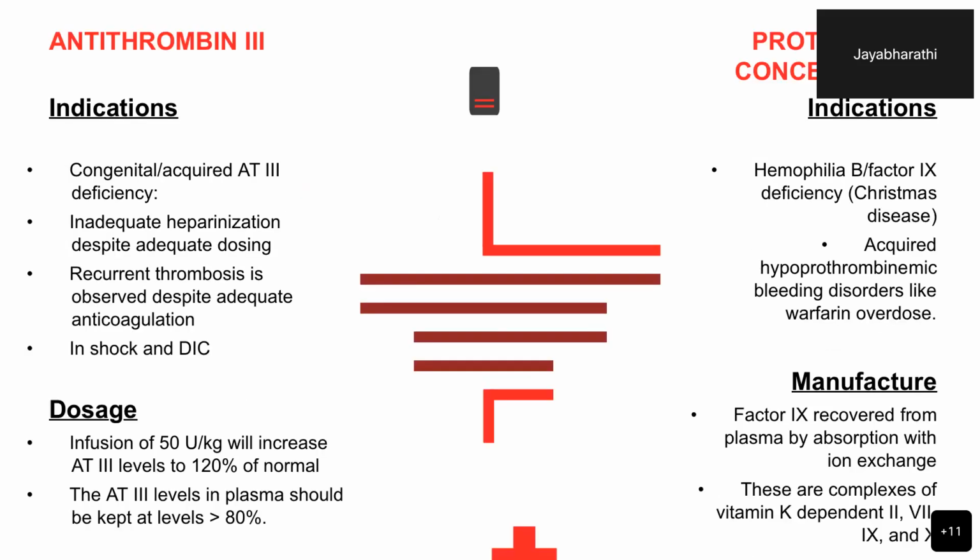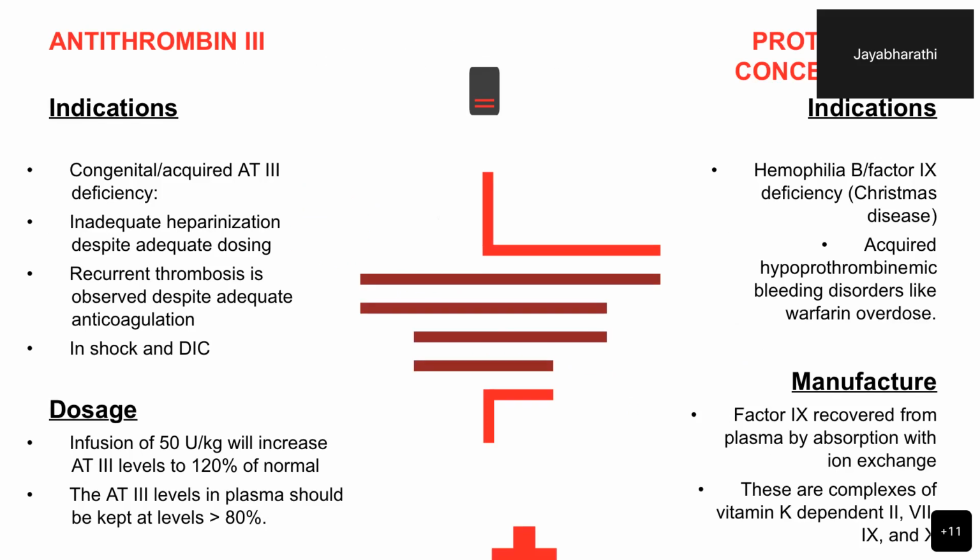Coming to antithrombin 3. Antithrombin 3 is manufactured from factor 9 recovered from plasma by absorption with ion exchange. These are the complexes of vitamin K dependent factors 2, 7, 9, and 10. Indications include congenital and acquired antithrombin 3 deficiency, inadequate heparinization despite adequate dosing while using cardiopulmonary bypass, recurrent thrombosis observed despite adequate anticoagulation, and in shock and DIC.